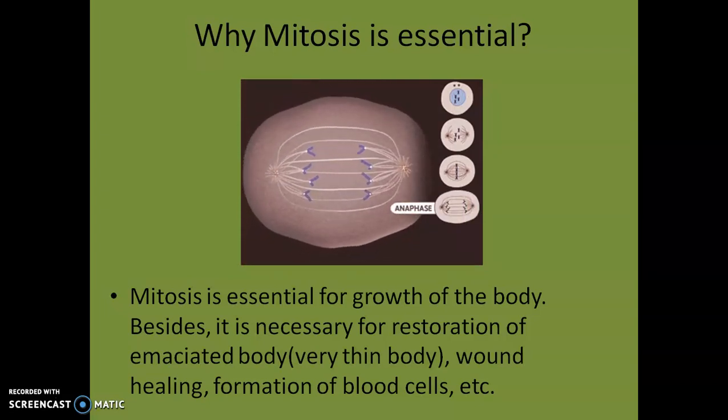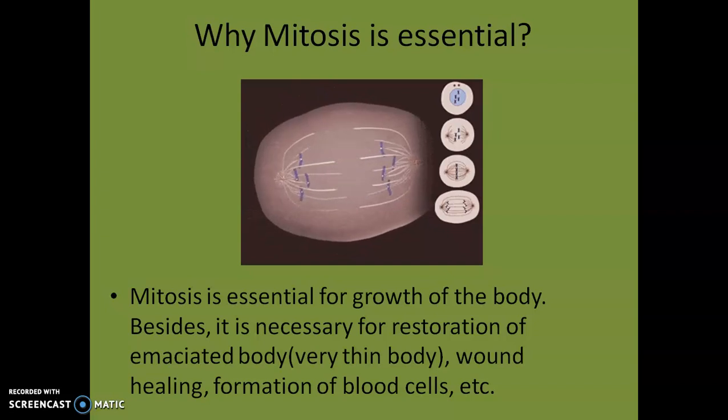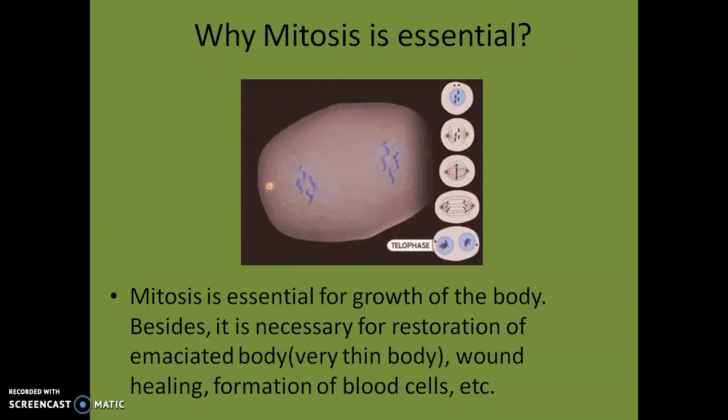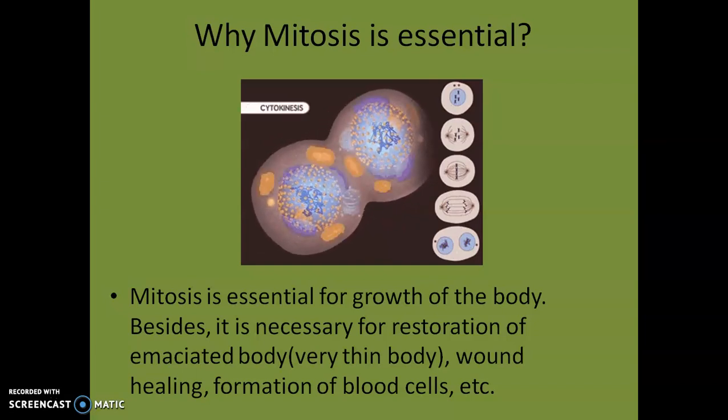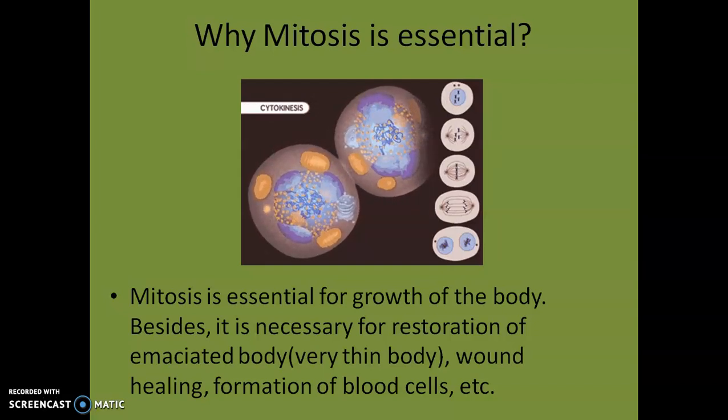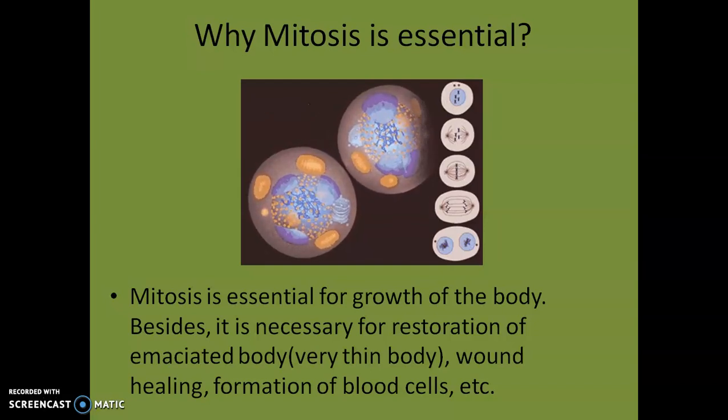Same thing in plants when we pluck a flower. Obviously when we pluck the flower, the plant also gets injured. But again, by the process of mitosis, it restores the body. Okay, so the process of mitosis is very important for plant as well as animal bodies. So I hope you are very clear with what mitosis is.